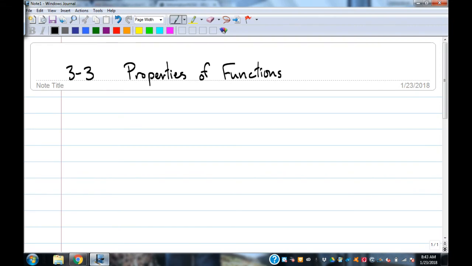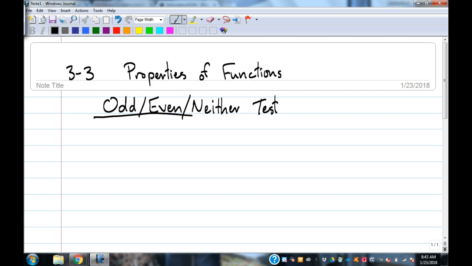All right, properties of functions. So what we're going to be dealing with in this section is learning some tests for various types of functions. One of those tests that we'll start off with, first one, is the odd, even, and neither test. Okay. So functions can be odd, they can be even, they can be neither, just like numbers can be, but functions can be that as well.